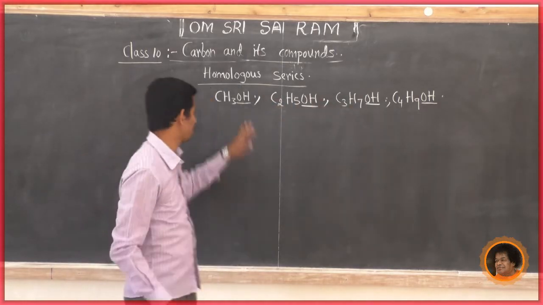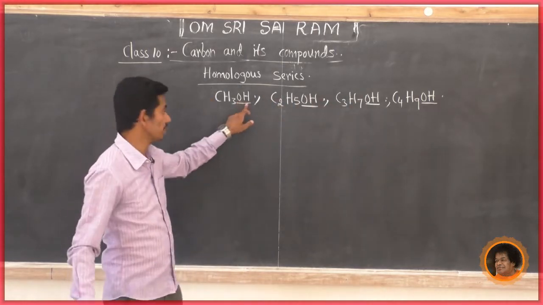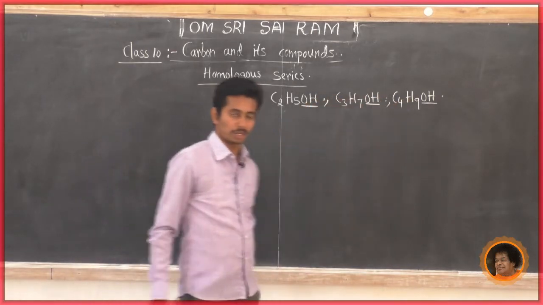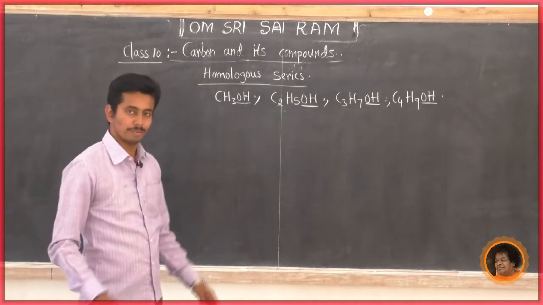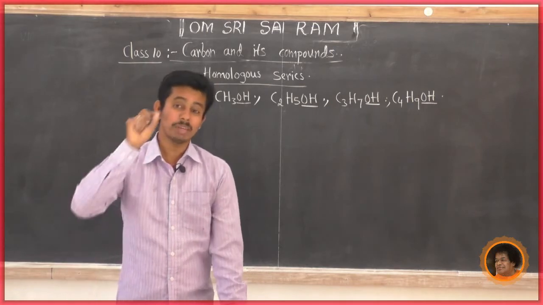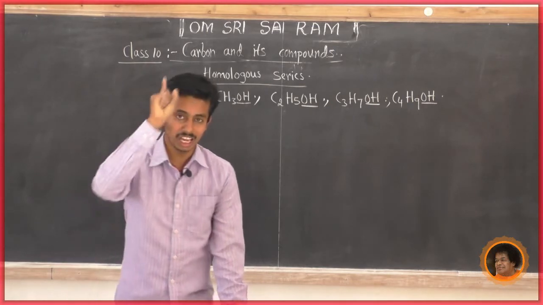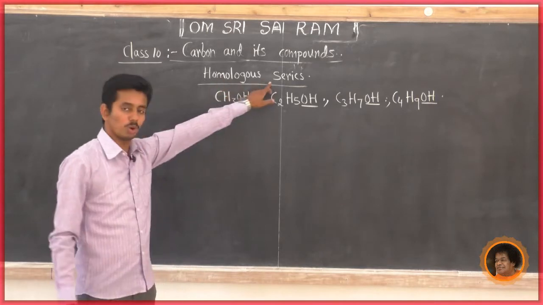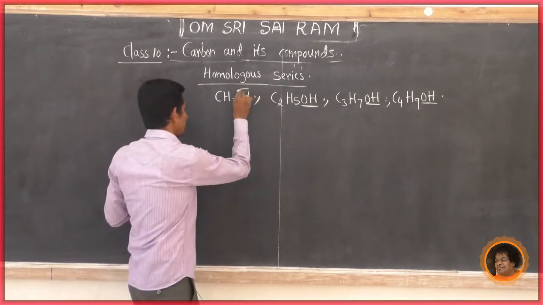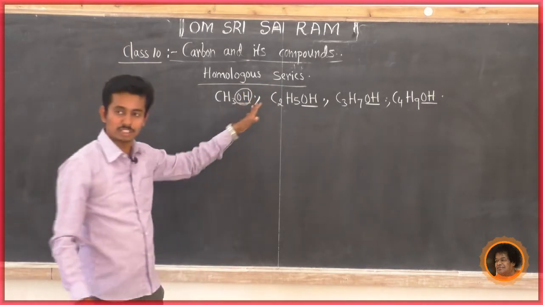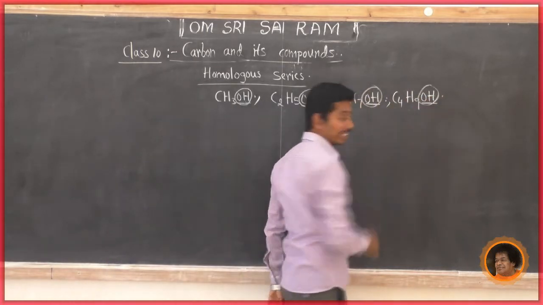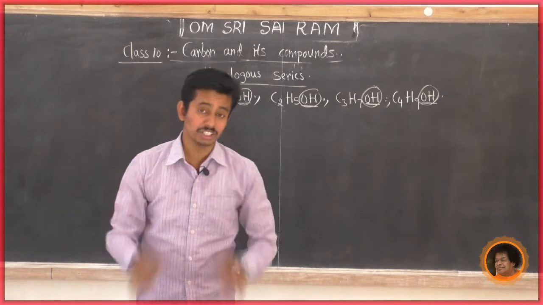Why? Because they have the same functional group. This one is methanol, ethanol, propanol and butanol. But this sequence of compounds which have the same functional group and the same chemical property are called a homologous series. Why is their chemical property the same? Because this sequence of compounds contains OH, OH, OH, OH. It is a functional group. They contain the same functional group.